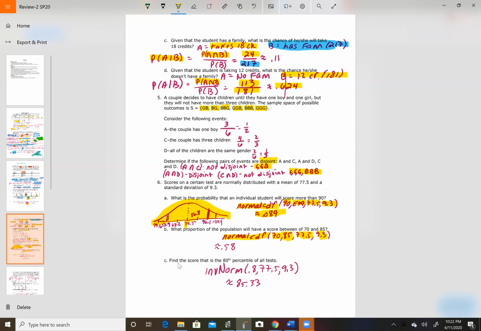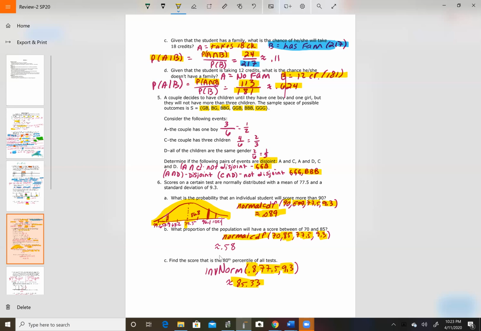And this time we're doing it the opposite. Find the score that is the 80th percentile of all of the tests. So we want to know our area. If we're given our area is 80%, and this is our mean, and this is our standard deviation, what is that score that represents 80%? And that score would be approximately 85.33.